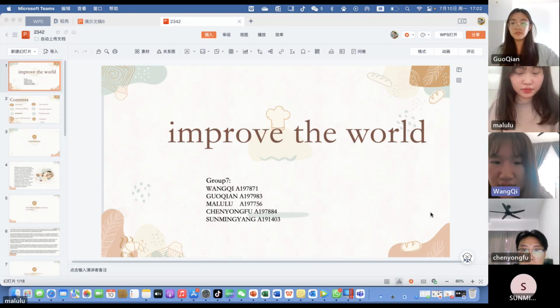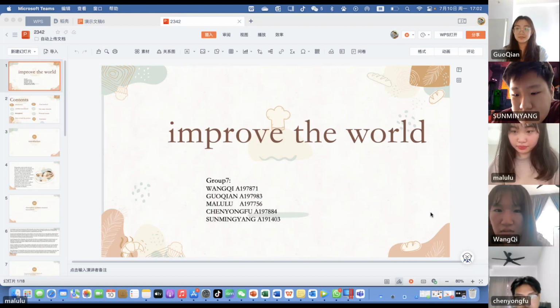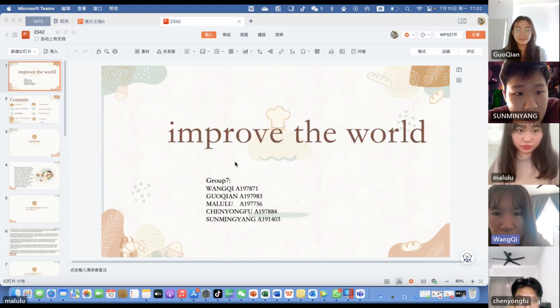Okay, my group topic is improve the world. We are group 7. My group members are Wang Qi, Guo Qian, Ma Lulu, Chen Yongfu, and Sun Mingyang.